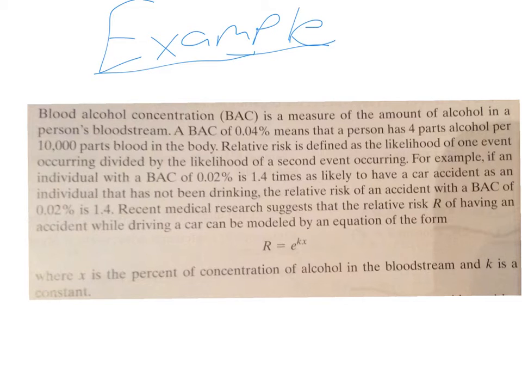So that means the relative risk factor with the blood alcohol content of 0.02 is 1.4. Now, recent medical research suggests that the relative risk of having an accident while driving a car can be modeled by an equation of the form R, which is the relative risk, is equal to e raised to a power of k times x, where k is just some constant and x is the concentration of alcohol in the bloodstream.